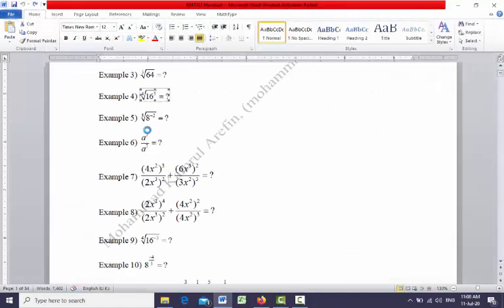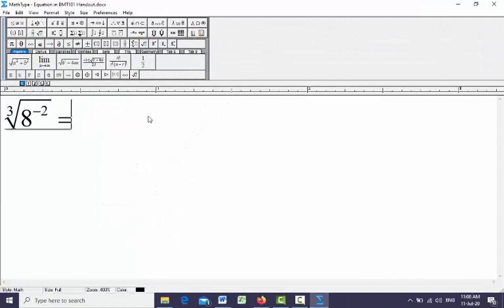Now let us move to the next one. Here we have a cubic root, and inside the cubic root we have 8 to the power minus 2. Right. So what will we have here? We will take 8 first, then the power, and inside the power we will have a division. This power minus 2 will be in the numerator, and this 3 will be in the denominator. So we will have something like this.